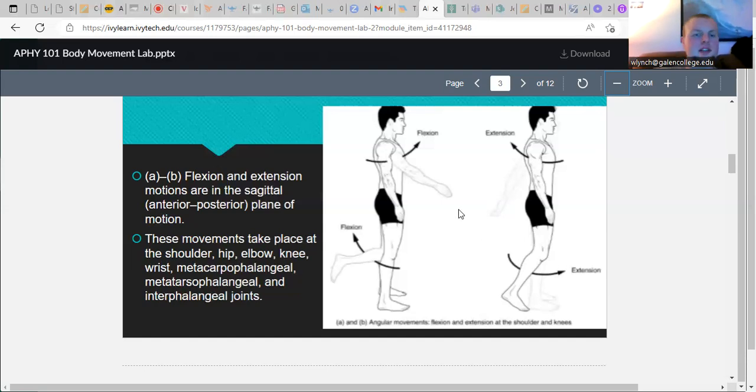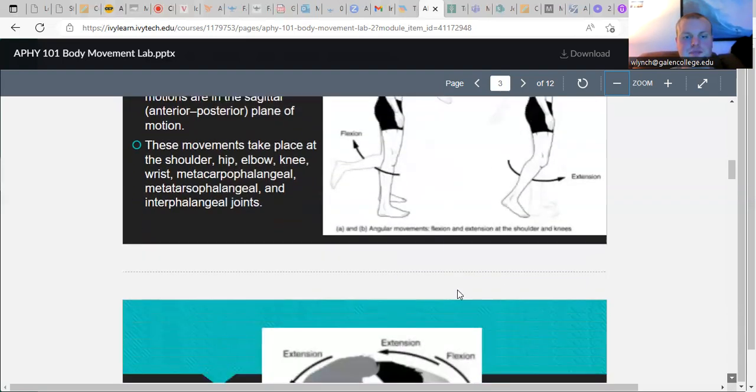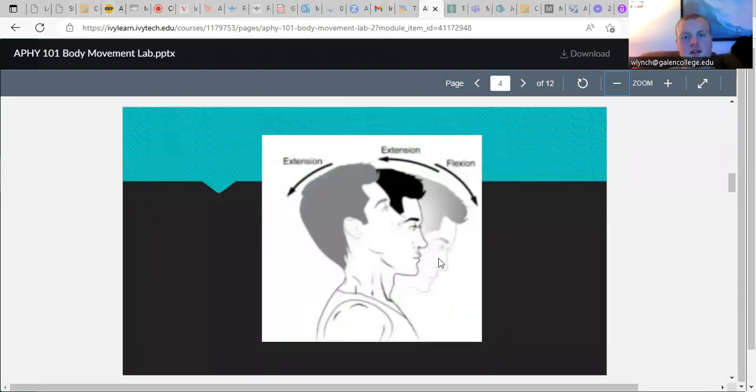Again, we can do this at any plane that's going to be moving through the anterior posterior atmosphere, whether that be the shoulder, the hip, the elbow, the knee, the wrist, etc. Here, we have movement of the head. At the neck, we can also have flexion and extension. Flexion moving forward, anterior motion, extension moving backward, posterior motion.